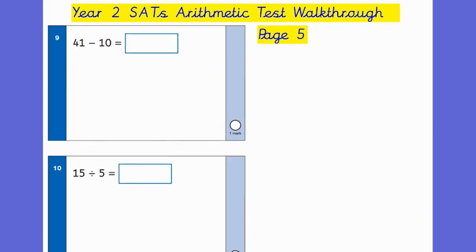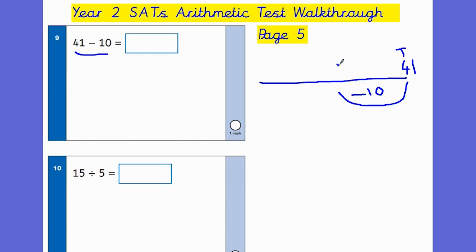Right, so the next question is page 5 of the test, question 9 and 10. And we've got a subtraction question here, and this time the children are being asked to subtract a multiple of 10. Now, what they could do is they could draw themselves a number line, which is one way of solving it. Start with 41. Whenever we're subtracting, it must go at the end, and then do one big jump of 10. Okay, now we're taking away from the 10s, so that would be 31.